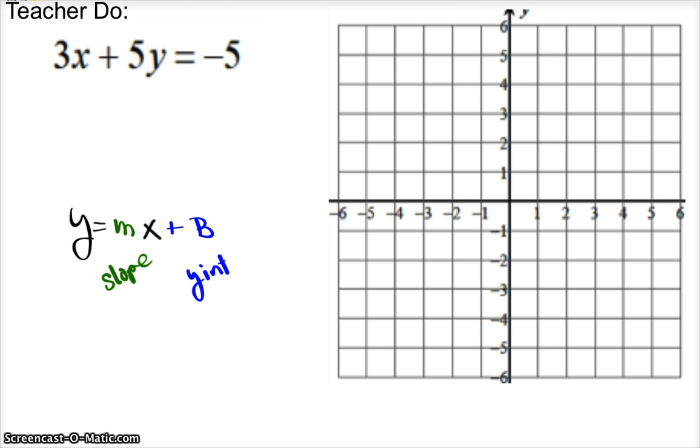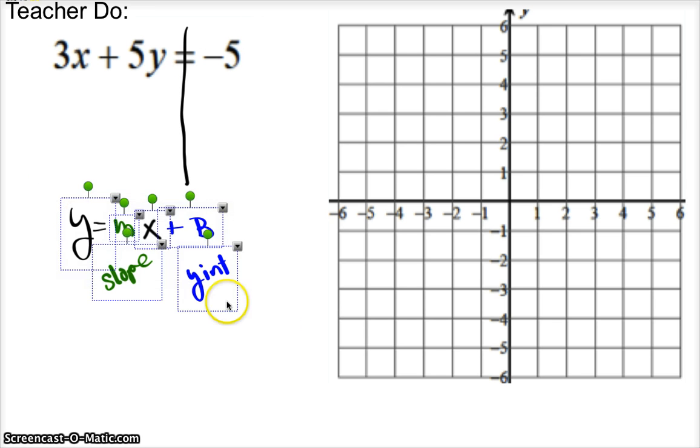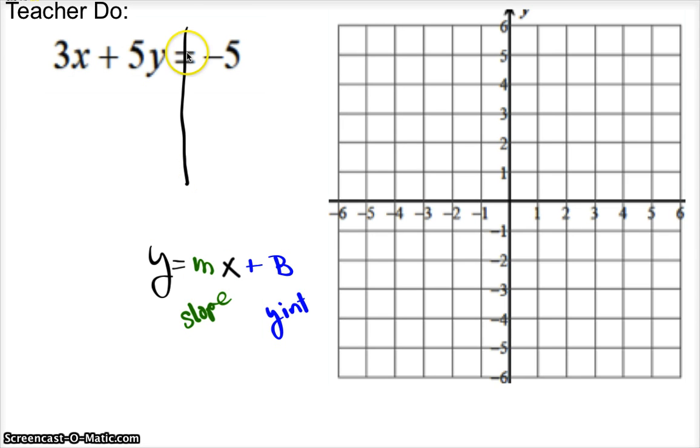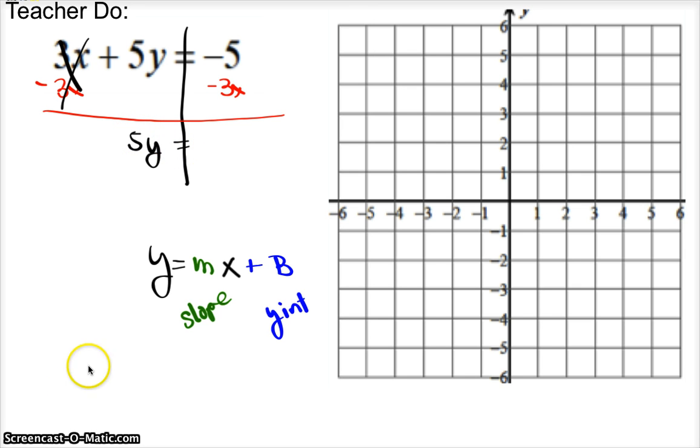Now, according to this, I'll cut my equation in half. Y has to be by itself. So if y is by itself, what I got to do is I got to move everything else out of the way. Here's my y. I got to get rid of this 3x. So we'll get rid of that one first. Minus 3x, minus 3x. When I subtract those 3x's from both sides, those go away, I now have 5y equals negative 3x. Here's our minus 3x.